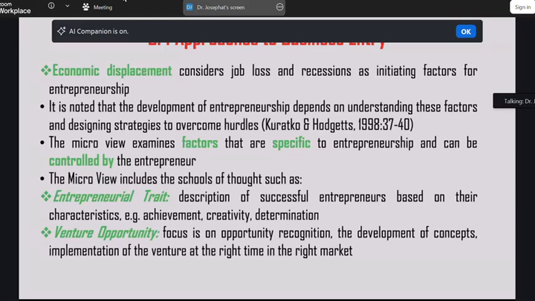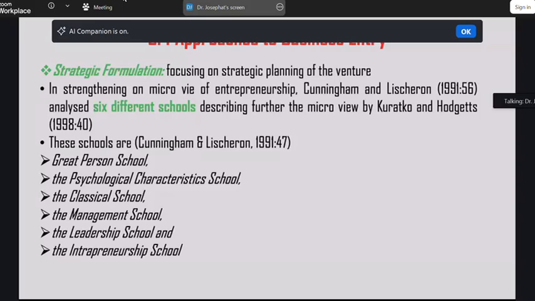The second one, we talk about venture opportunity. This focuses on opportunity recognition, development of concept, implementation of the venture at the right time in the right market. So on how we recognize opportunity, we differ from individual to individual. On how we develop our concept, we differ from individual to individual, as well as on the part of implementation. So failure to do this in the right way can result in failure of those entrepreneurial activities, as well as success on the other side can result in success of those entrepreneurial activities.